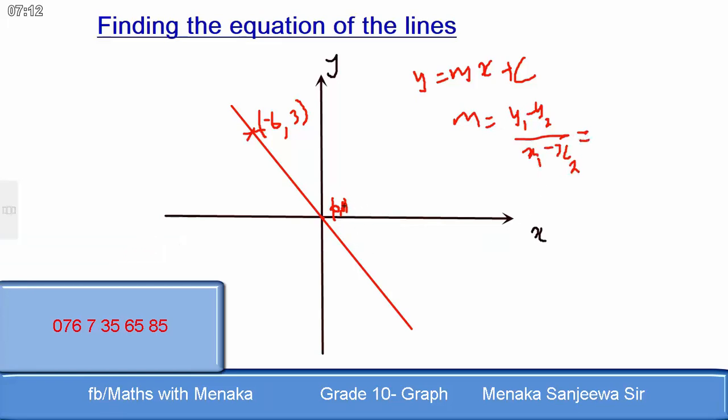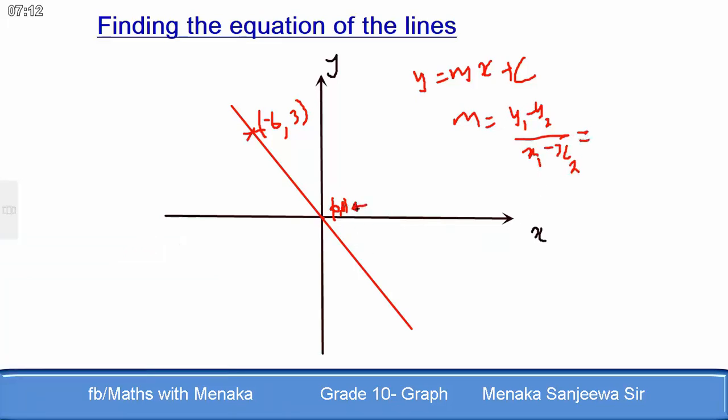So I'll take the 0, 0 as the first coordinate. So y1 should be 0, y2 should be 3, minus, then x1 should be again 0. Minus 6. Minus 0 minus 3 is minus 3. This one, minus minus becomes plus. 0 plus 6 is 6.